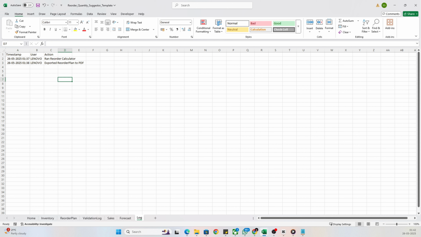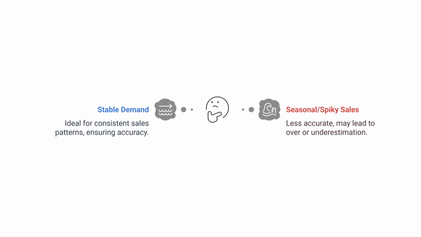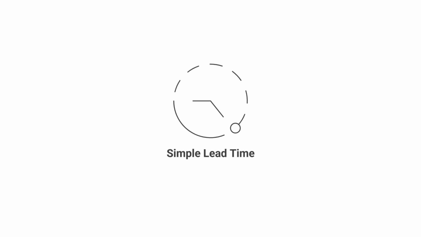Before we wrap up, it's important to be aware of a few limitations of this tool. The plugin assumes that demand is relatively consistent. If your sales or forecast data is sparse or highly seasonal, the average demand logic may oversimplify reality. Lead time is treated in calendar days, weekends or holidays aren't factored in.